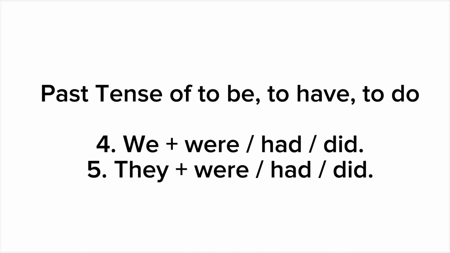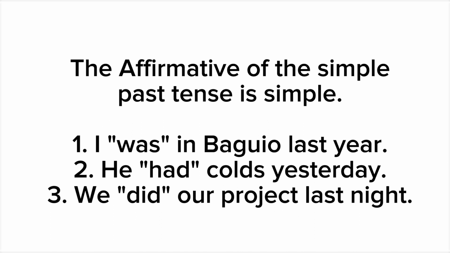Next, we also have the subject we. We were, we had, we did. Then the subject they. They were, they had, they did. The affirmative of the simple past tense is simple. Examples: 1. I was in Baguio last year. 2. He had colds yesterday. 3. We did our project last night.